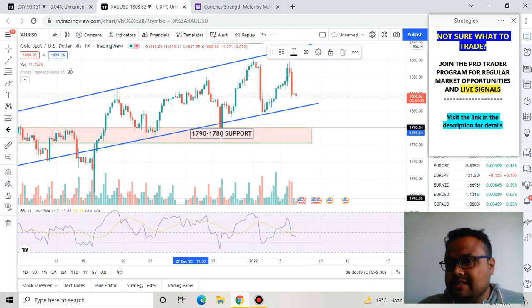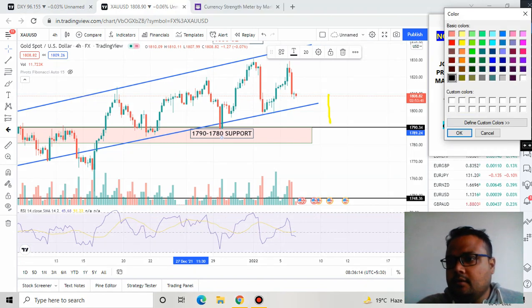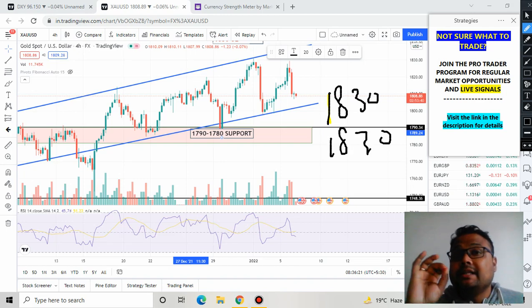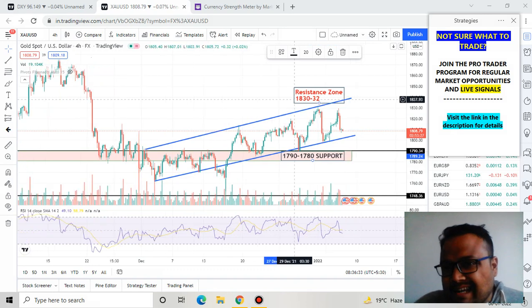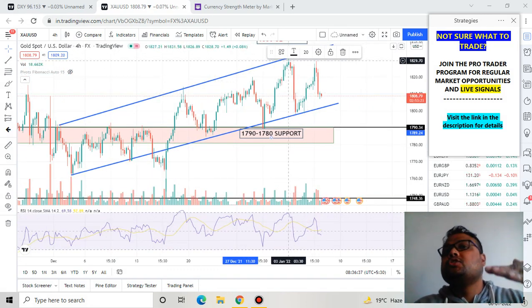the strongest resistance right now in this market is 1830 to 1832. This is the strongest resistance zone on the chart of gold right now. Apart from this level, do we have any other level? No. If I zoom out the chart, you can see that apart from the 1830 to 1832 level, we do not have any other strong resistance zone in the market.